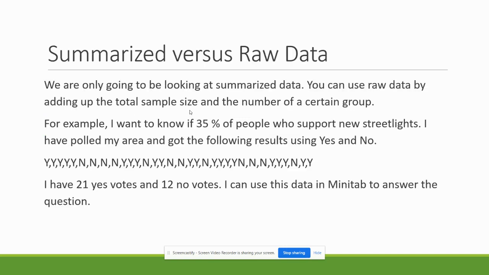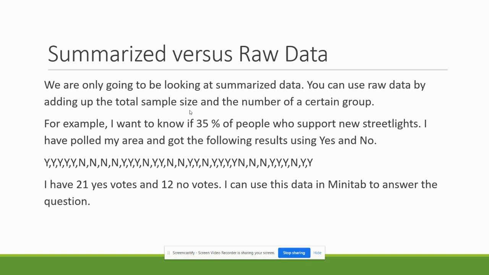So, summarized versus raw data. We're only going to be looking at summarized data for this class, but you can use raw data by adding up the total sample size and the numbers in a certain group. For example, say I want to know if 35% of people support new streetlights. I polled my area and got the following results using yes and no. You can see all my yeses and my nos. Then I count up my yeses, which I got 21, and I count up my nos, which I got 12.